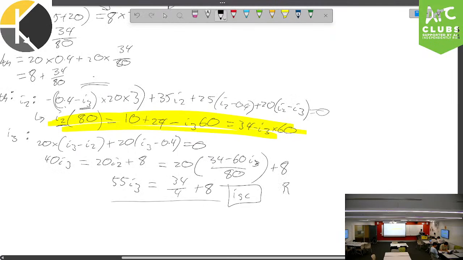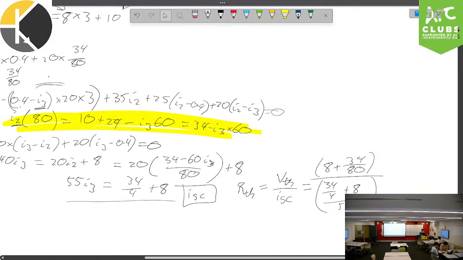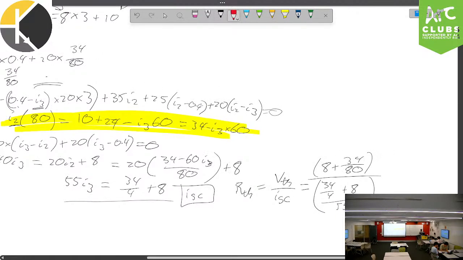So, R Thevenin equals V Thevenin over I short circuit, which is going to be equal to 8 plus 34 on 80 divided by 34 on 4 plus 8 divided by 55. And bam! That's method 2. How are we feeling about this?